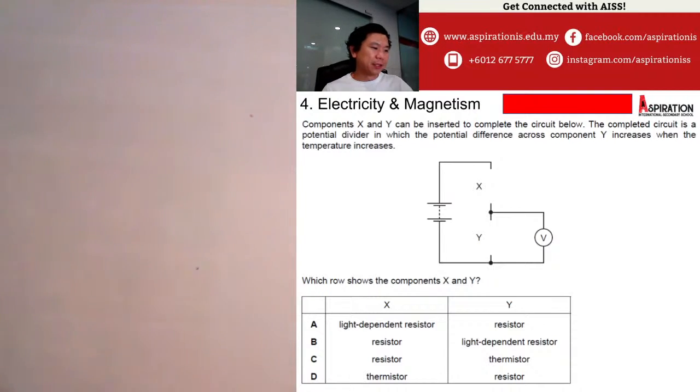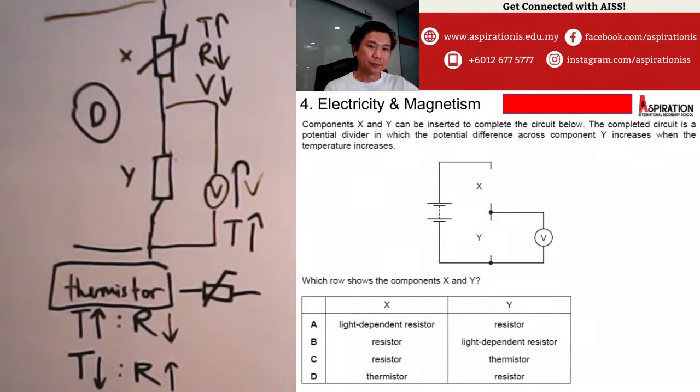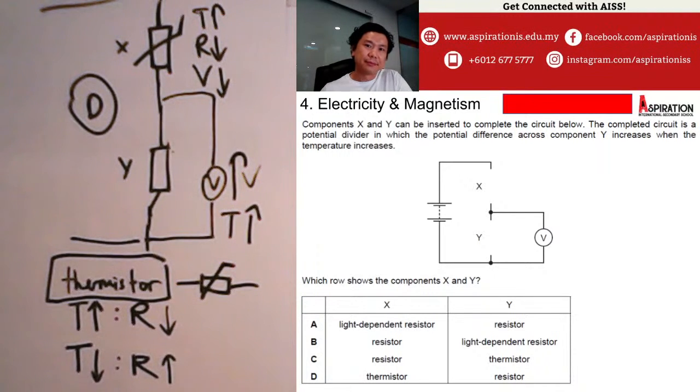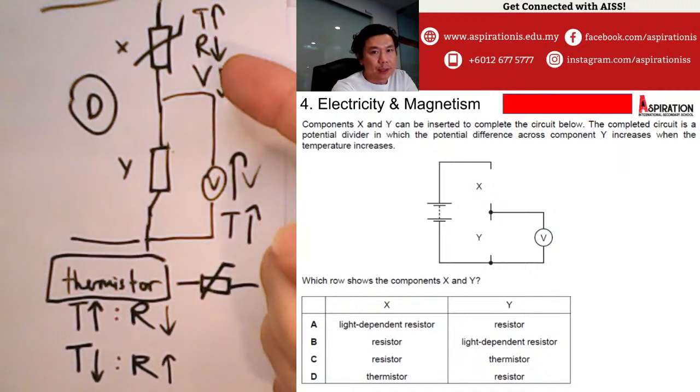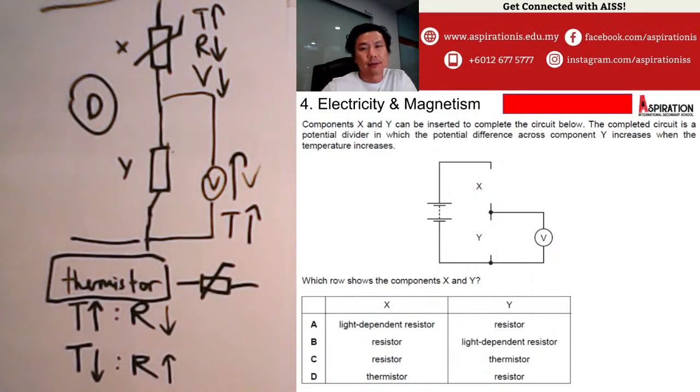And any question about that? Do you want to see that for a bit longer? Any problems? If you have a question, please. So potential divider, just remember, voltage drops here, voltage increases here. It's like that because they share the same amount of voltage. It's a series circuit, basically. It's essentially a glorified series circuit question.